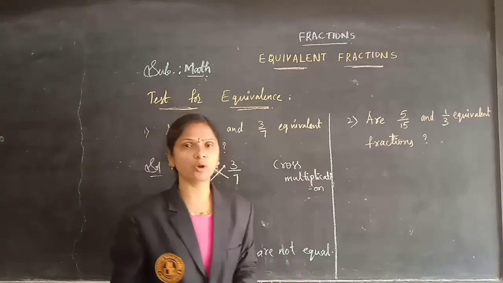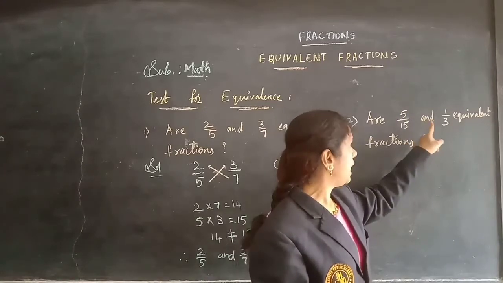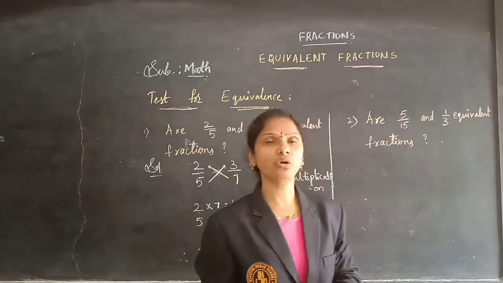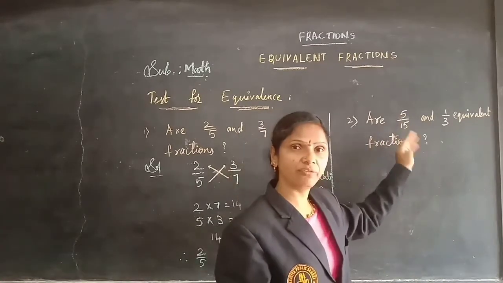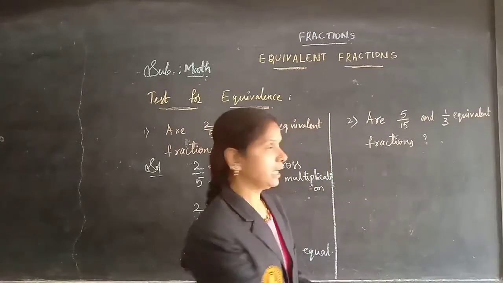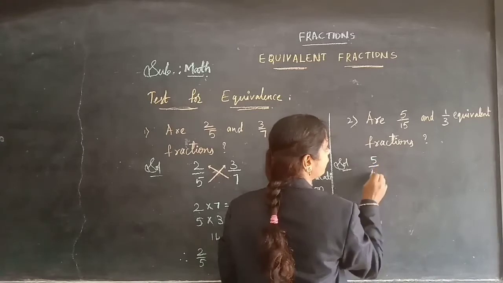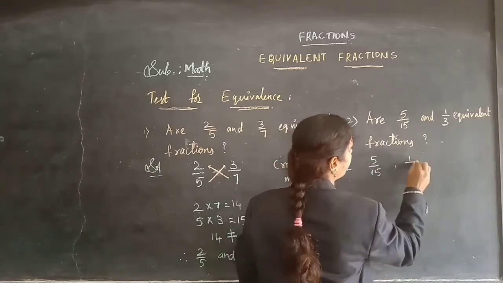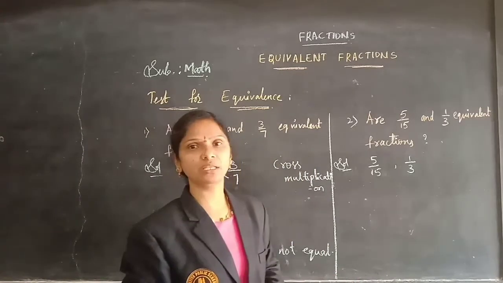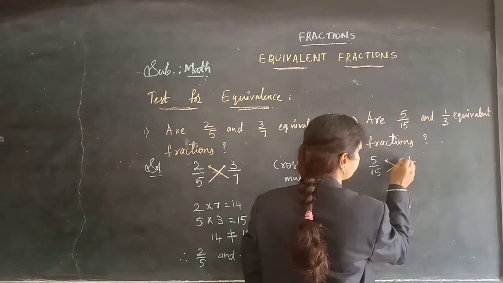Coming to this problem, children, are 5 by 15 and 1 by 3 equivalent fractions? Now we need to check whether 5 by 15 and 1 by 3 are equal or not. Let's check here. The given fractions are 5 by 15 and 1 by 3. What do we need to do here? Again, the cross multiplication method, children.